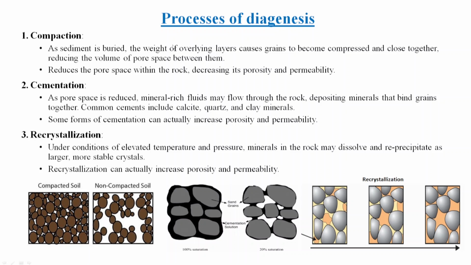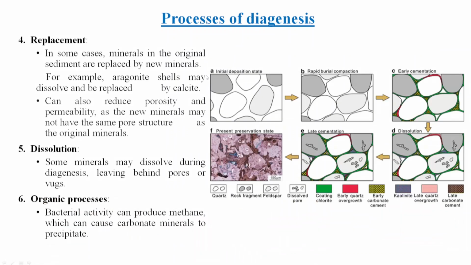Cementation: if I fill up the individual pores and voids or spaces between the individual fragments, then obviously I can make it more compact. So cementation is another way you can make it more compact. Finally, recrystallization: certain minerals can get precipitated into the void spaces that are present within the individual fragments. So these are the different diagrams that show the processes of compaction, cementation, and recrystallization.